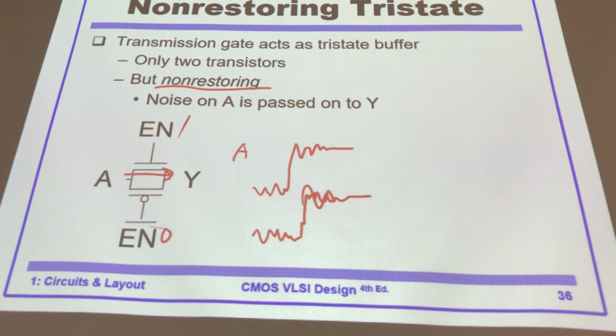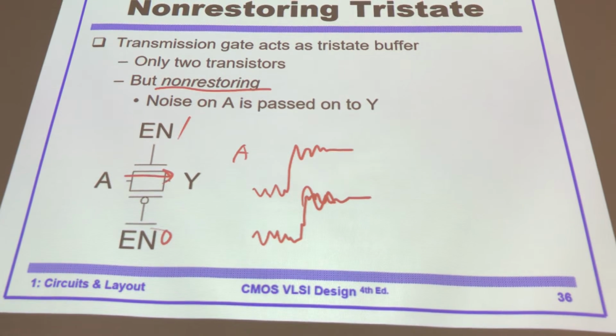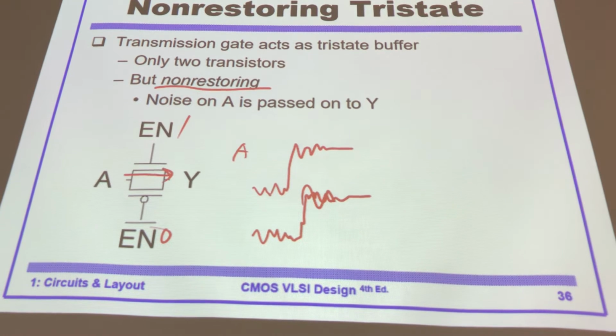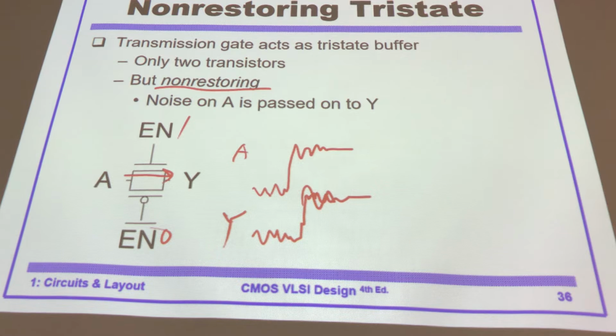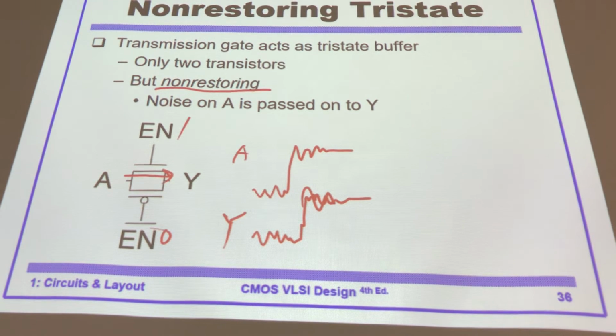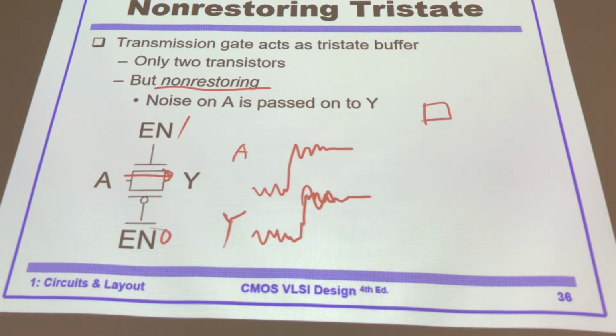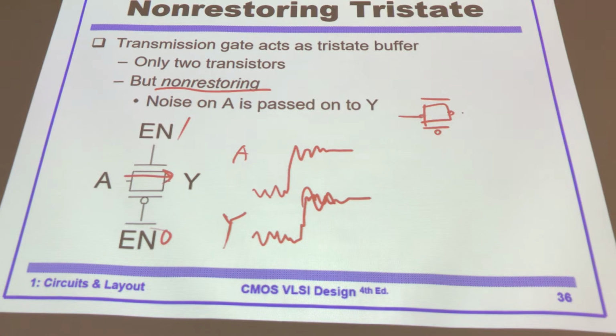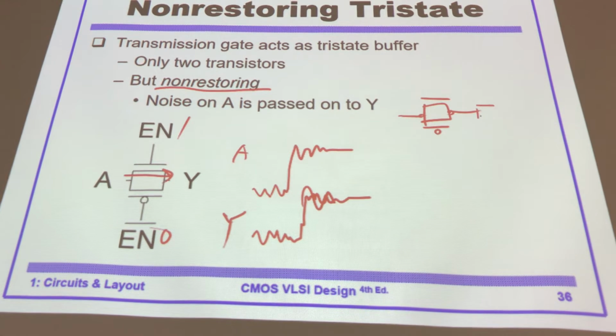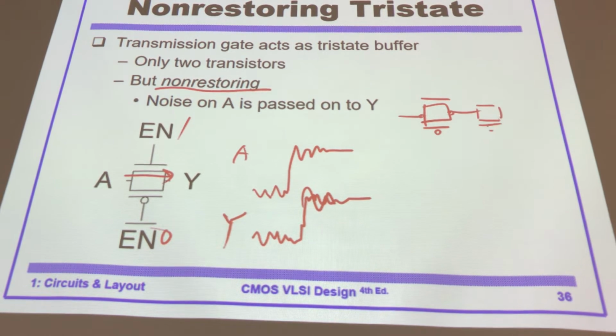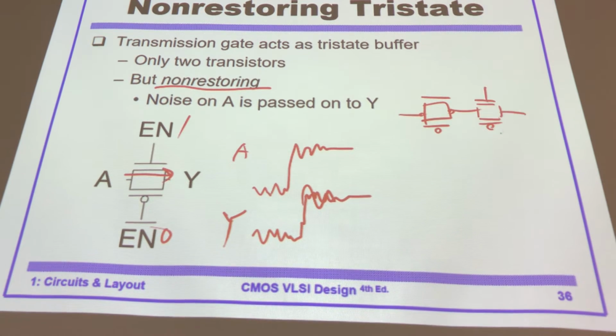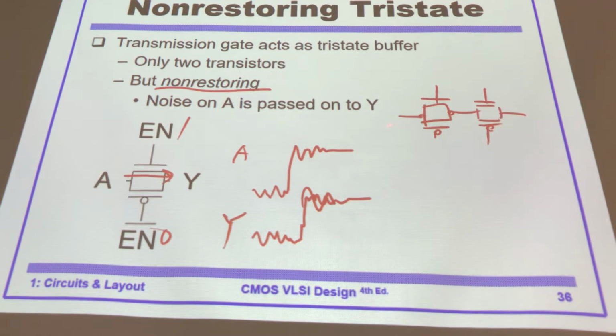Something like that. The output will be a little bit later because of the gate delay, and we don't like that. Because in the transmission gate here, and another transmission gate here, you connect two transmission gates cascading.